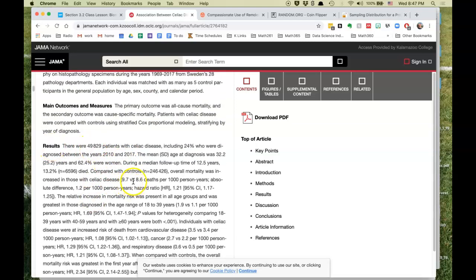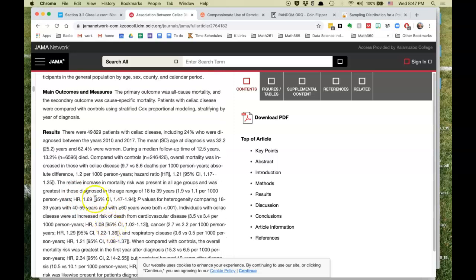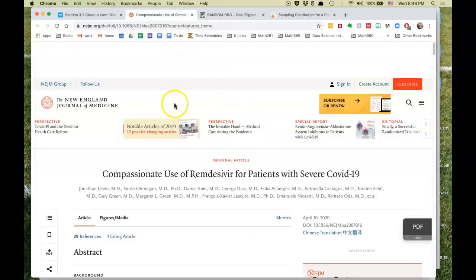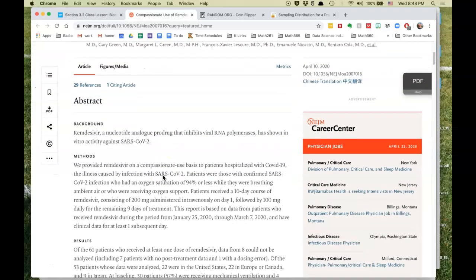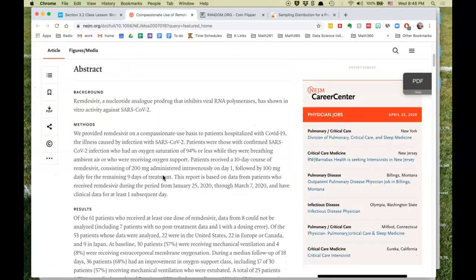Here's the results. Confidence interval being reported for the particular effect size, or HR in this case, hazard ratio, which is typical of an epidemiological type study or medical study. And timely, compassionate use of remdesivir for patients with severe COVID-19. So if you've been following the news on this, you may have heard of this drug being tested. And so this is a compassionate use study. So let's see what that means in case you haven't heard that term before.